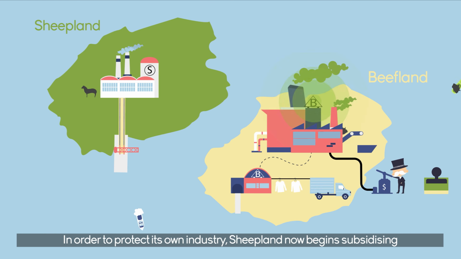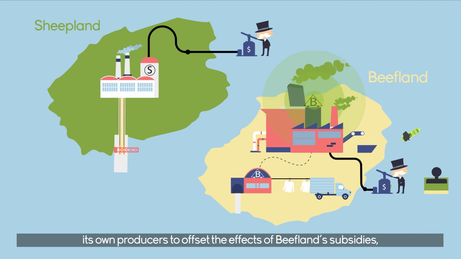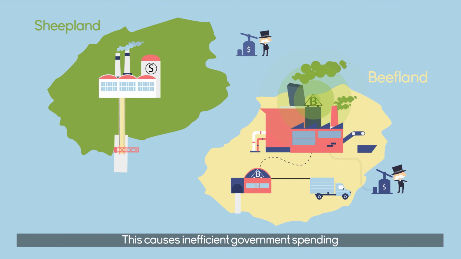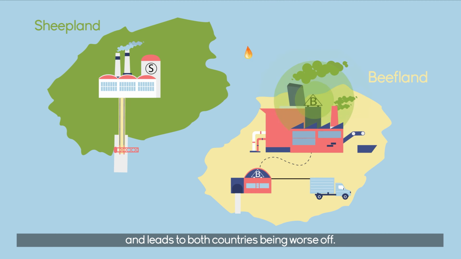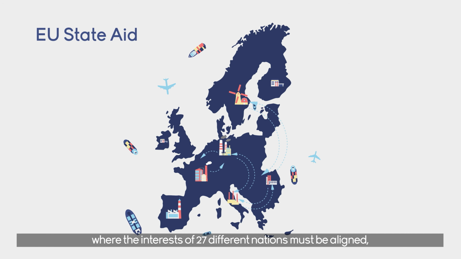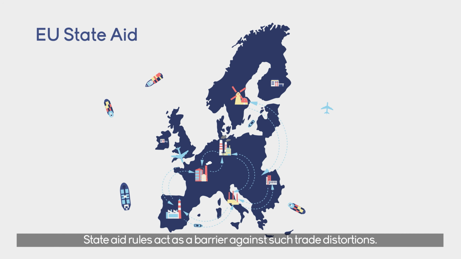In order to protect its own industry, Sheepland now begins subsidizing its own producers to offset the effects of Beefland's subsidies, leading to a subsidy war between the two countries. This causes inefficient government spending and leads to both countries being worse off. This same logic can be applied to trade in the EU between member states, where the interests of 27 different nations must be aligned, each with their own strong and weak domestic industries. State aid rules act as a barrier against such trade distortions.